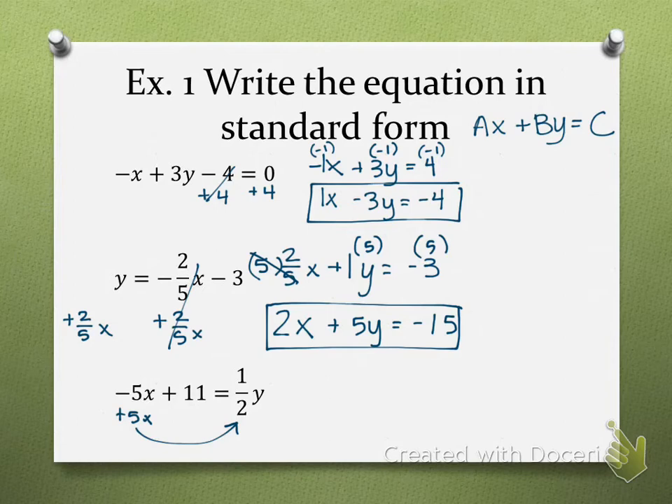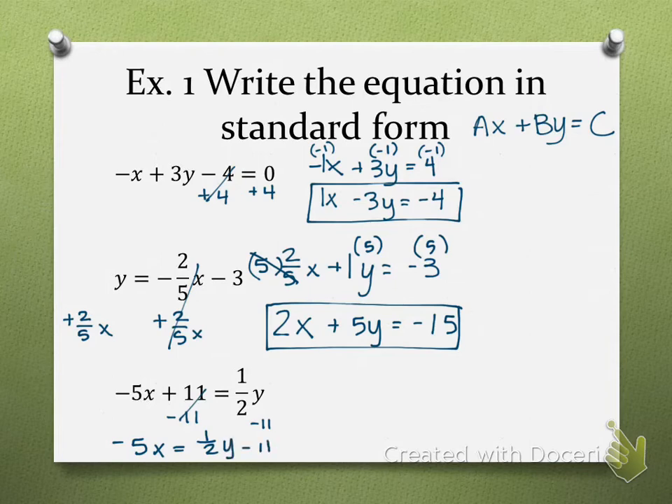But for the sake of this example, because I want to show you something, let's leave the negative 5x where it is, and we're going to move the 1/2 y over here. That means I need to move the 11 to the other side. So first off, I'm going to move the 11. And what do I need to do to move the 11 to the other side? Subtract 11. So I have negative 5x equals 1/2 y minus 11.